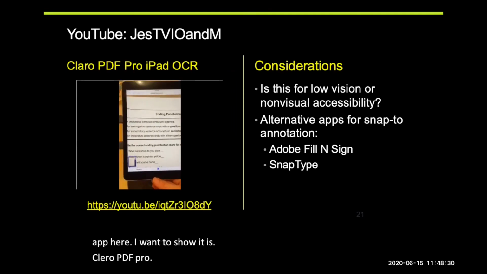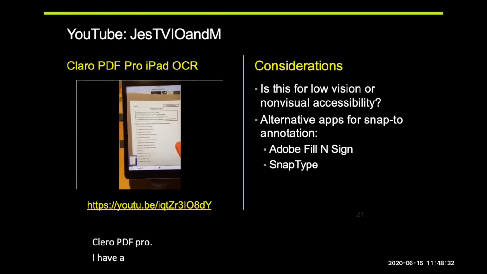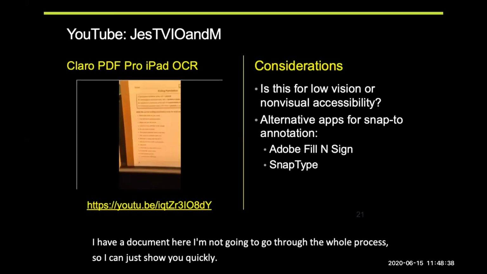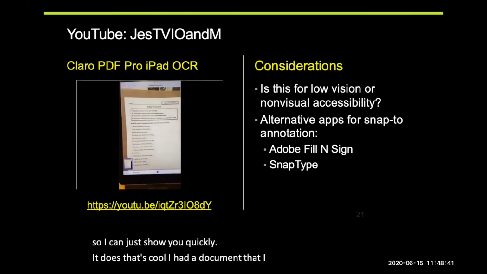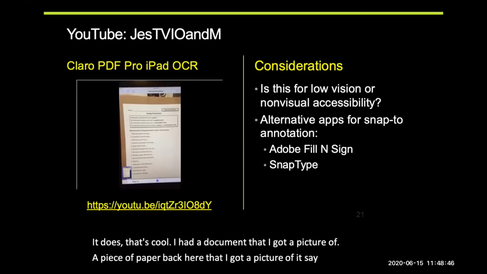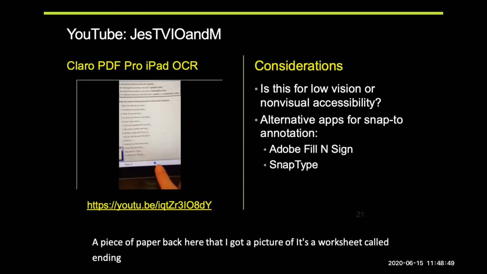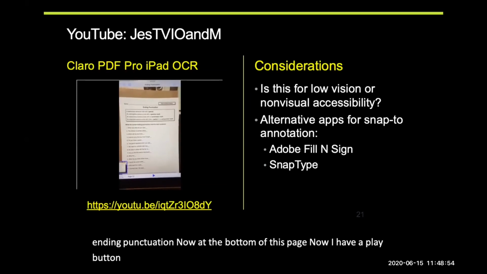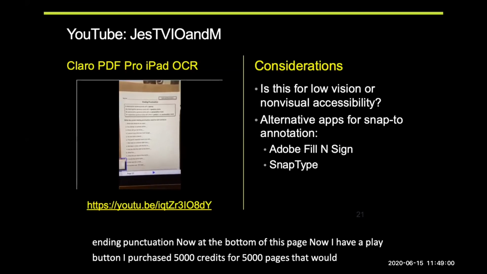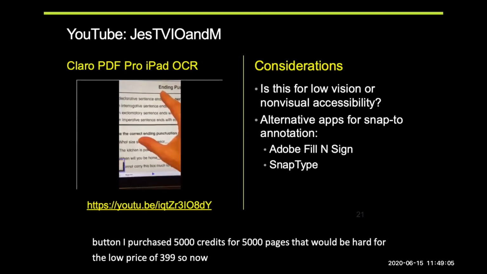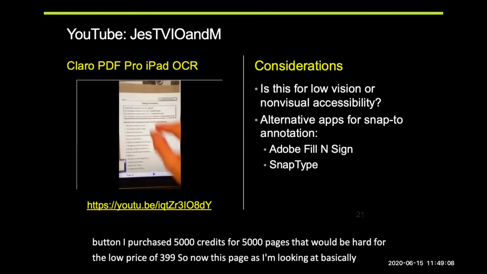And I have a document here. I'm not going to go through the whole process, so I can just show you quickly what it does that's cool. I had a document that I got a picture of, a piece of paper that I took a picture of. It's a worksheet called Ending Punctuation. Now, at the bottom of this page, I have a play button. I purchased 5,000 credits for 5,000 pages that would be OCR'd for the low price of $3.99. So now this page, as I'm looking at basically a picture of the document, I can hit play.